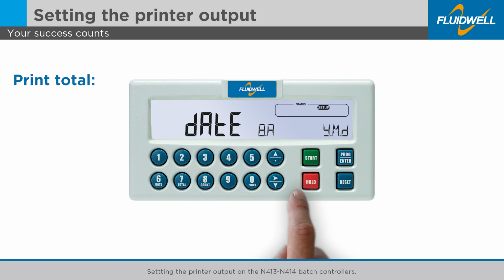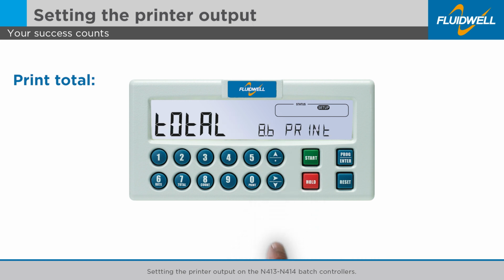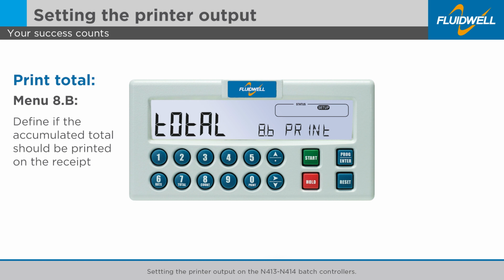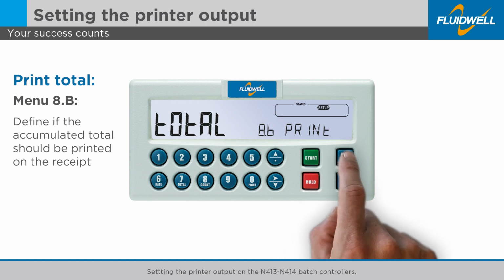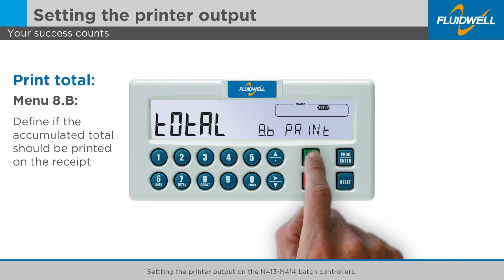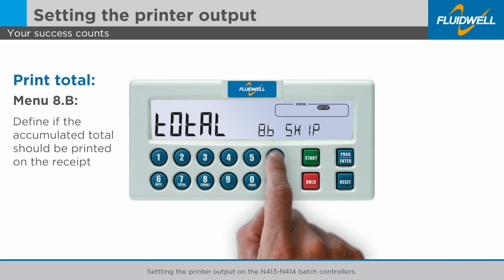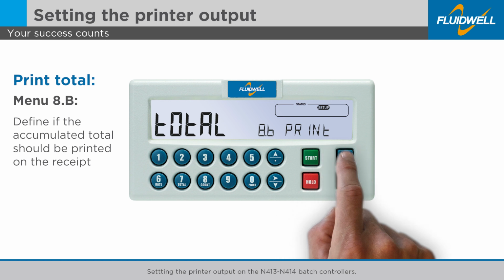Use the arrow up button to go to Menu 8.B Total to define if the accumulated total should be printed on the receipt. Press Prog to change this setting. You can use the arrow buttons to change the setting. Press Prog to store this setting.